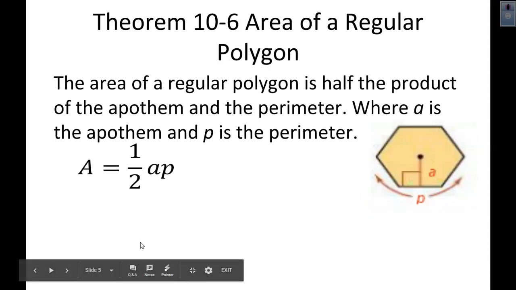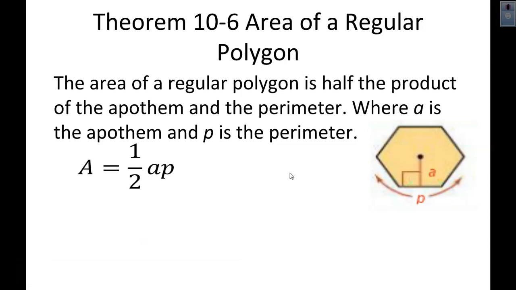Now, the equation we're going to use in this lesson is that the area of a regular polygon is half the product of the apothem and the perimeter, where a stands for the apothem and P stands for the perimeter. Perimeter, remember, is the distance around an object. So if all sides are the same in our regular polygons, then you're going to take the number of sides times the side length to get our perimeter.